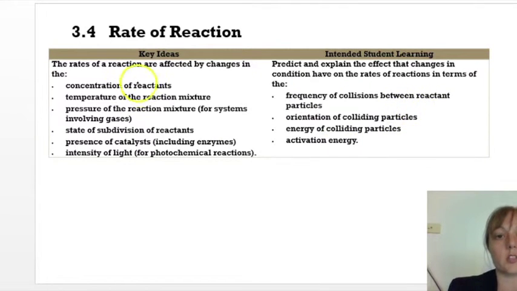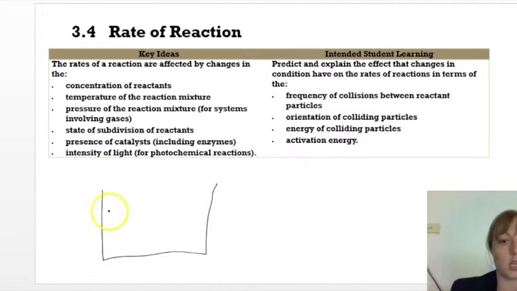So if we increase the concentration, that's the more bits in a certain area, so if we start off with our reaction vessel and we increase the bits in there, which is our concentration, there is a heap more chance that they're actually going to collide with each other because there's more bits in there. So we're going to get increased frequency of collisions.